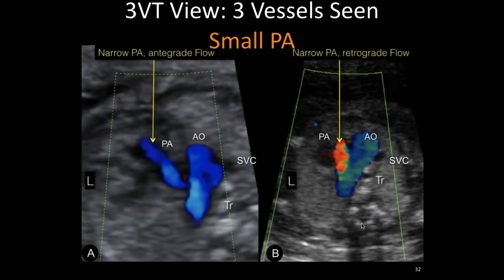Okay, so I see three vessels now. We talked about seeing three vessels and the aorta small. Now I see three vessels, but the pulmonary artery is small. As you see right here, look at the size of the pulmonary artery in relationship to the aorta.